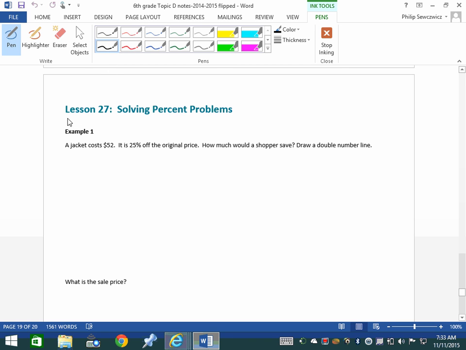All right, so we're talking about lesson 27 here. What we're looking at with lesson 27 is our application problems. This is the kind of stuff that you're going to see. This is the stuff that you're going to use going forward because you're going to be constantly dealing with this stuff as you get older, buying things that are on sale.